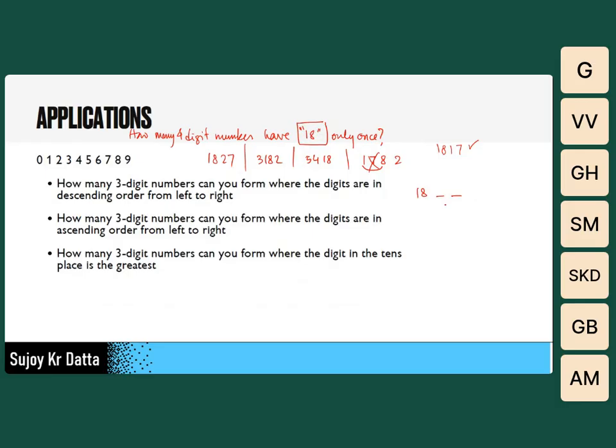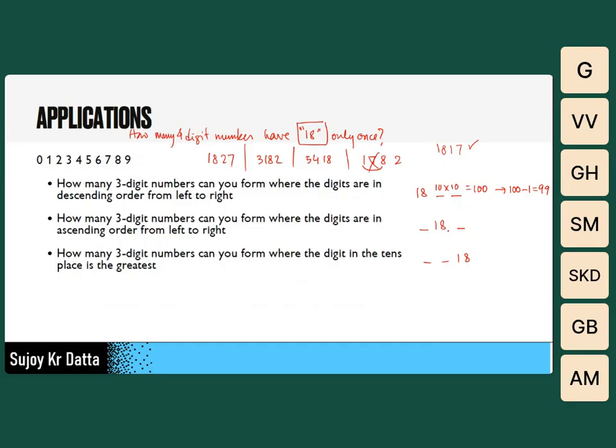Okay. So if I start with 1 8, or I have 18 in the middle, or I have 18 at the end. So starting with 18, these two places can be filled in 10 times 10, 100 ways. But one of those 100 ways will also have another 18 coming in. So this would be 100 minus 1, 99 ways.